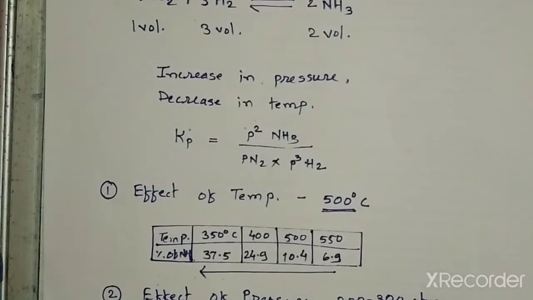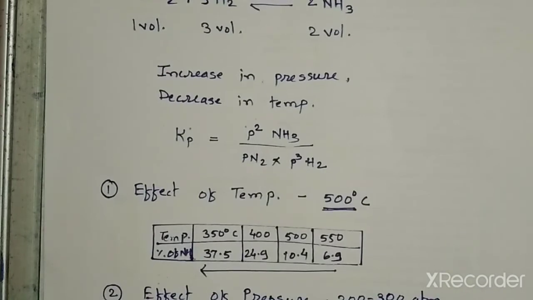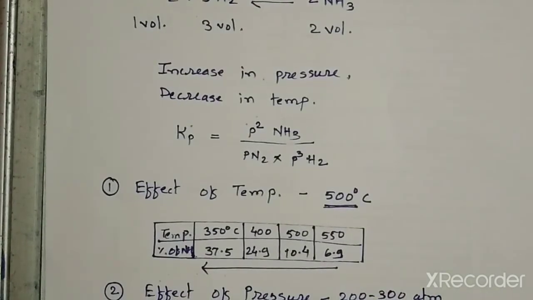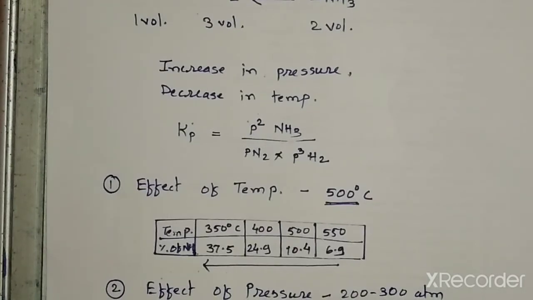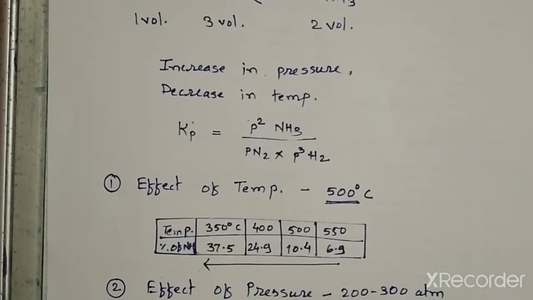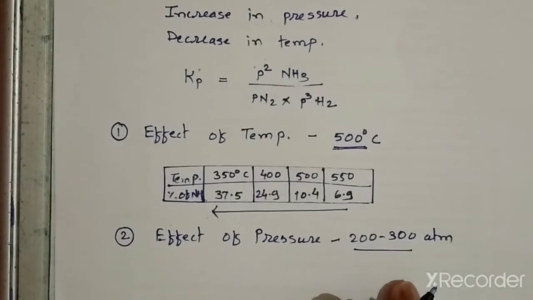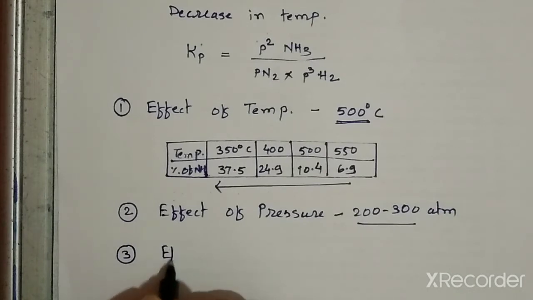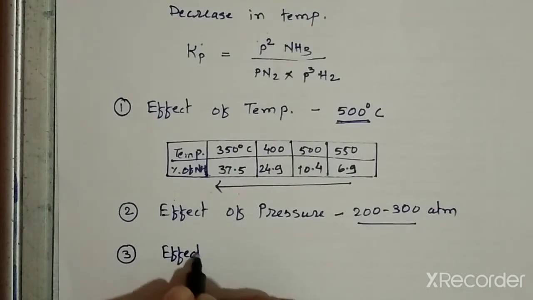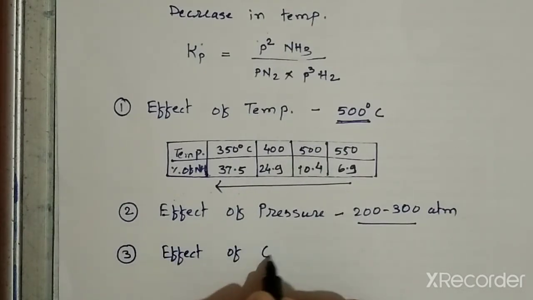300 atmospheres, and at this pressure 10 to 20% ammonia is formed. These are the safety concerns, because we cannot increase the pressure more than 200 to 300 atmospheric pressure. And the third important factor is the effect of catalyst. We all know what is meant by catalyst.